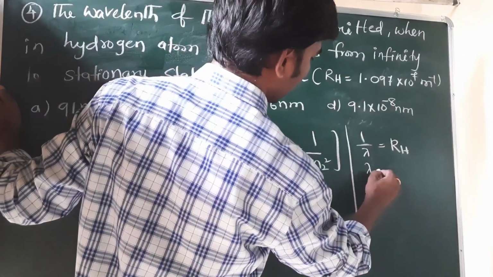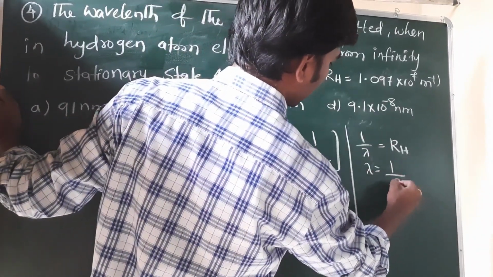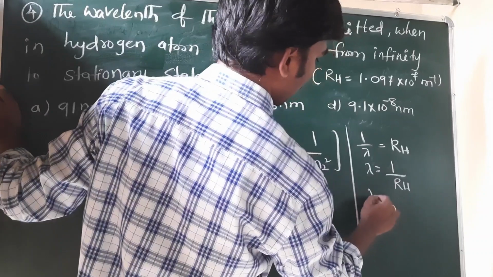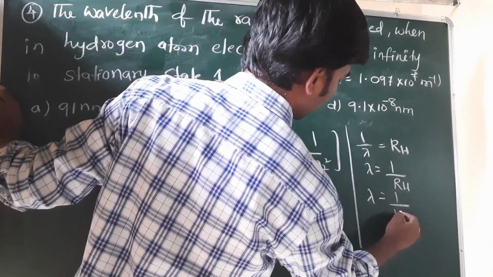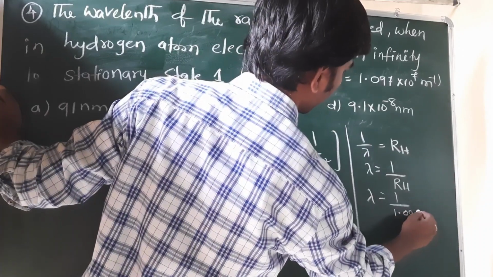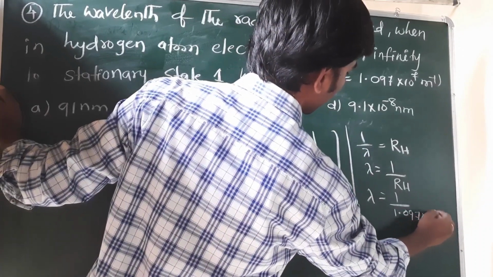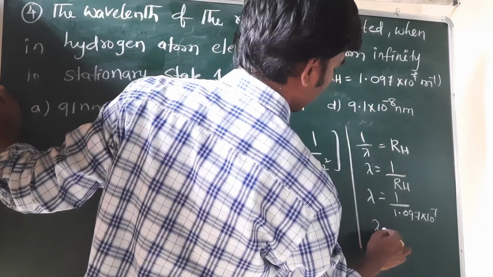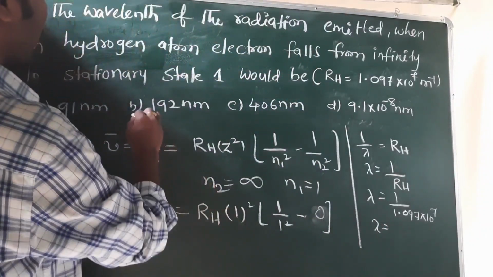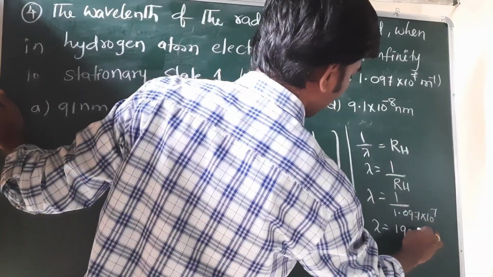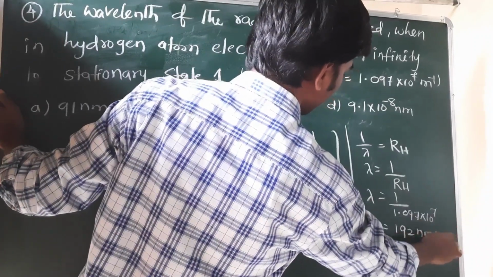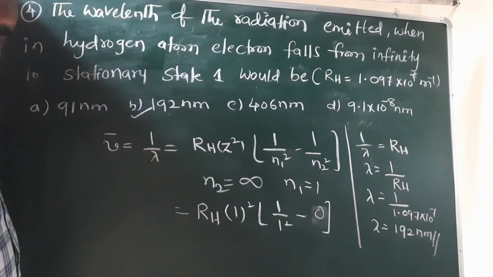So lambda is equal to what will happen? 1 by RH will come. Lambda is equal to 1 by RH. The 1 by RH value, with the Rydberg constant, is 1 by 0.97 into 10 to the power of 7. So the final answer: if you simplify that, you are going to get 192 nanometer. So the answer is 192.